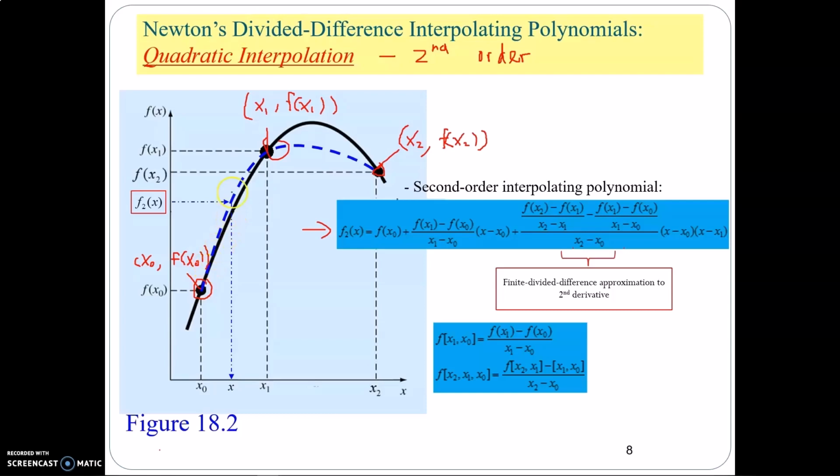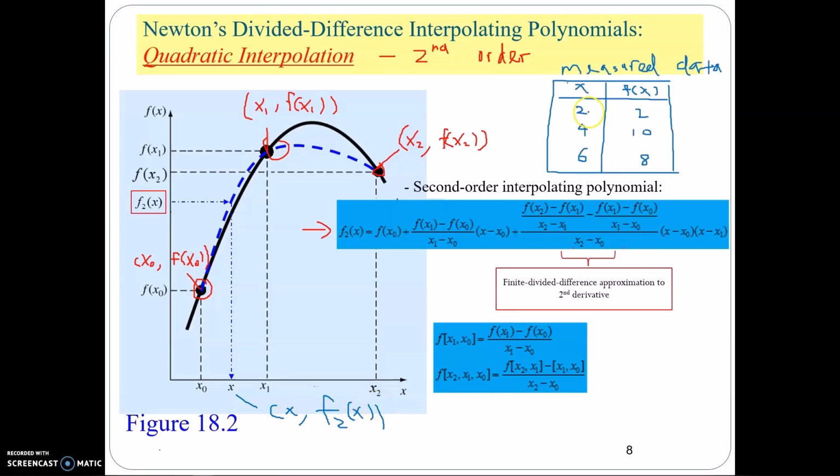Then we can find the interpolated data in the blue color here, which can be written as f2(x). For example, if the measured data is given in this table and you are going to find out what is the f(x) when your x is equal to 3 here. First of all, we assume these to be x0, x1, x2.